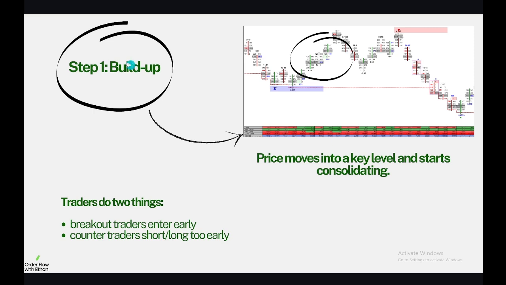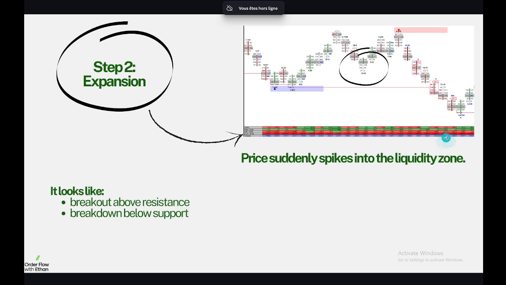So the first step of liquidity is building up. Price moves into a key level and starts consolidating. For example, here traders do two things basically. We have breakout traders that enter too early, they get too excited, they want to sell too early, and counter traders short or long too early. Okay, then we have step 2, which is expansion.